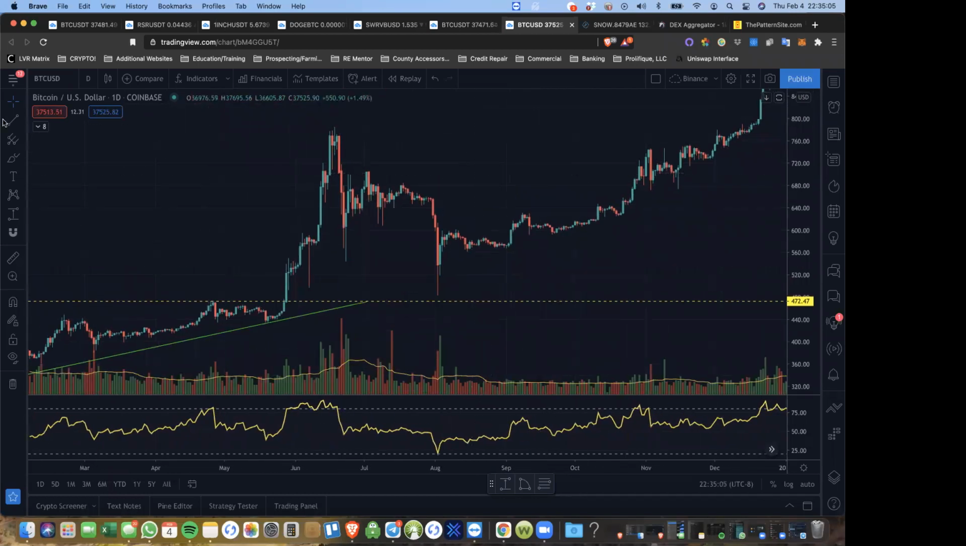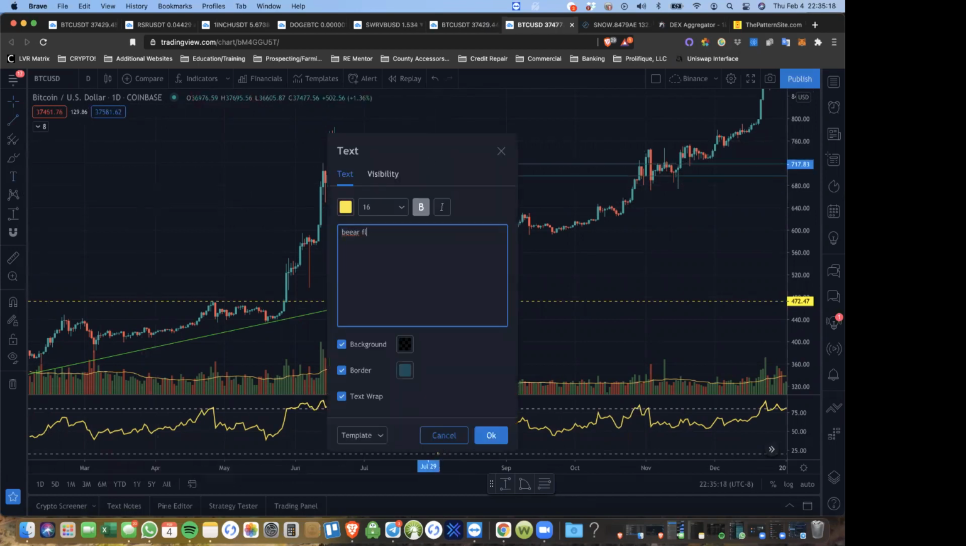Another example right here of a bear flag, opposite of a bull flag, right? You can kind of see this little triangle. It broke down. Remember, these bear flags have a statistical chance, or odds, of 2-to-1 of breaking down.